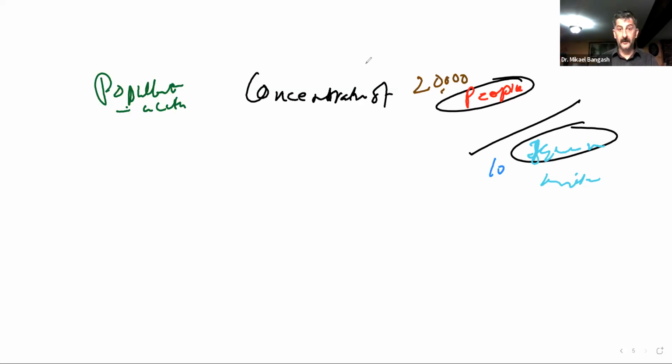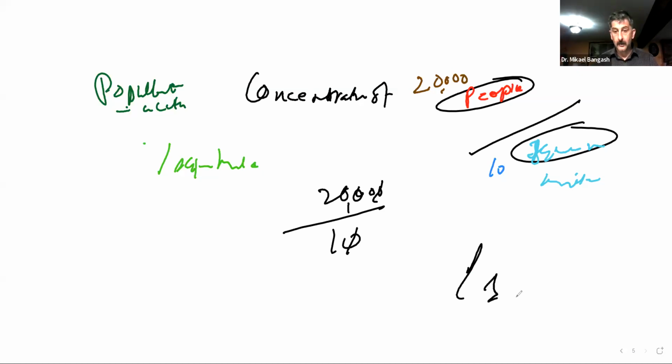You just calculate it. The question arises, how many people do we have living in this city or town per square mile? Because you did a survey for 10 square miles and found that there were 20,000 people, you just do the math. So it's going to be 20,000 divided by 10, and you find that per square mile, that is going to be 2,000 people.